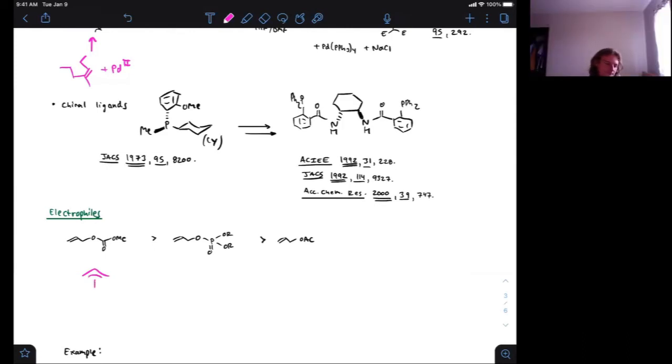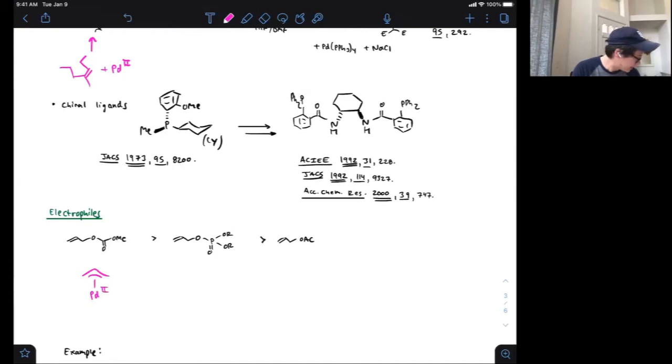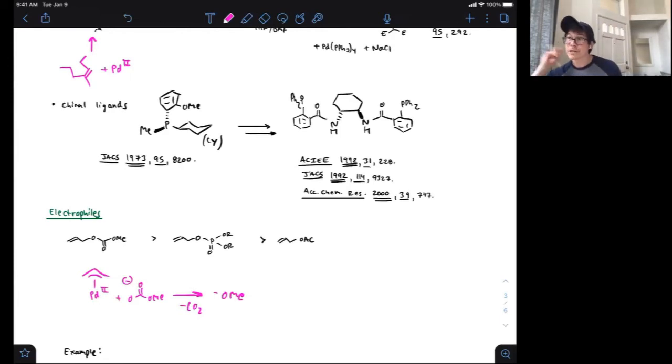So if you think about this oxidative addition, then loss of CO2 actually generates methoxide as anion, which can serve as the base for deprotonating the incoming nucleophile. So it's a nice way to package all of what you need in one functional group.